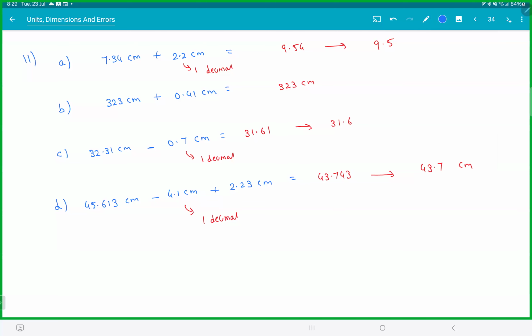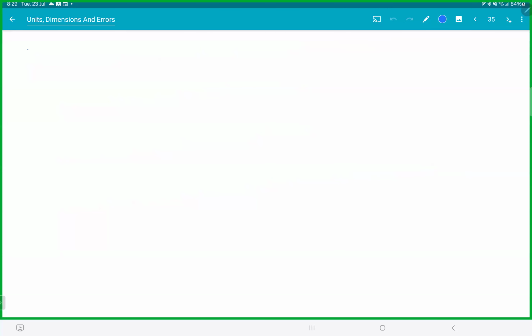Clear? Any doubts on this? Next one, multiplication and division.